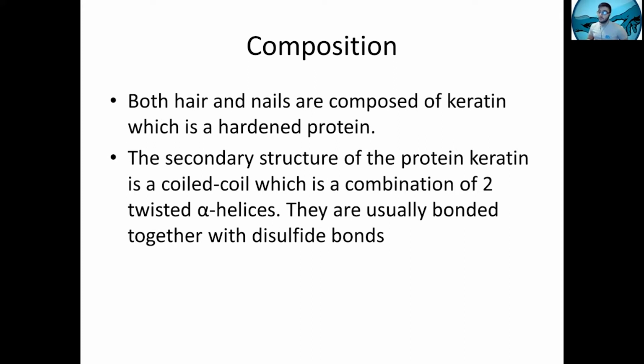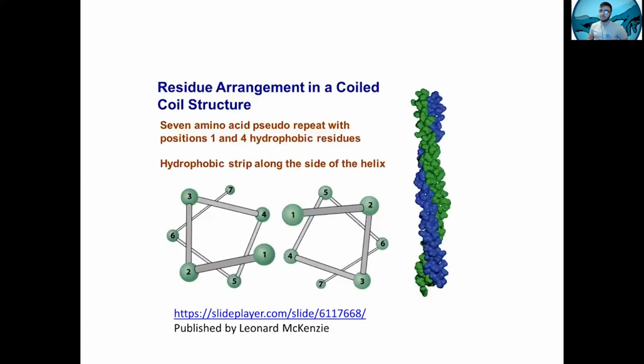The secondary structure of the protein keratin is a coiled coil, which is a combination of two twisted alpha helices. Usually they're bonded together strongly with disulfide bonds, which remember are between cysteines, the SS bonds, disulfide, and such a coiled coil looks like this. It's kind of hard to find a good picture of it online. But essentially a coiled coil is like that, and I'm trying to draw 3D, but you can't really see it. Imagine it's going like this, like here.